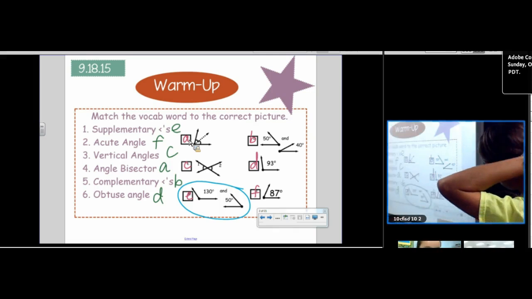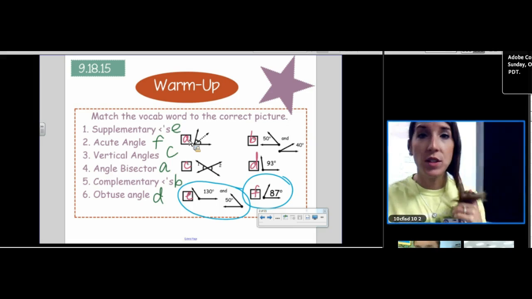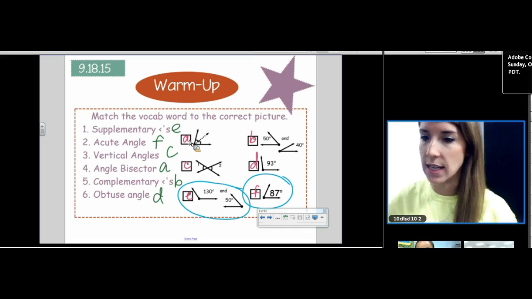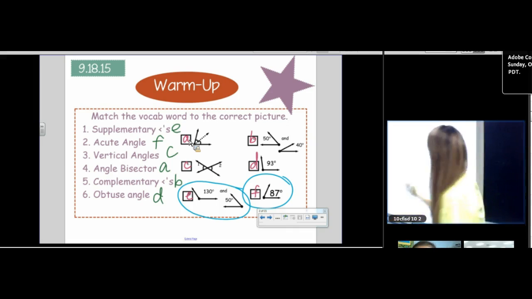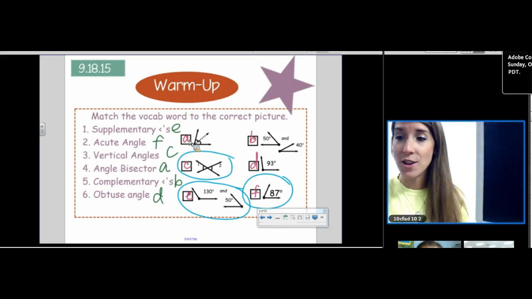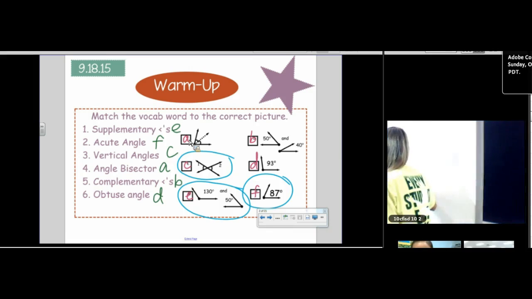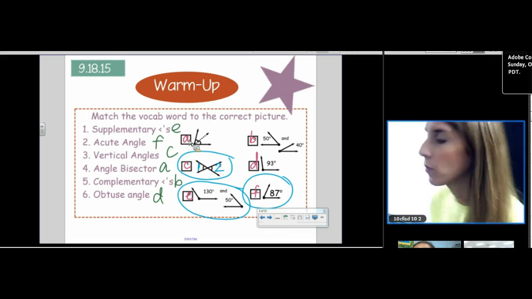Number 2, acute angle. An acute angle is any angle that's greater than 0 and less than 90. So 87 is less than 90. Vertical angles right here. We're going to learn more about those next week. For now, you can just know what the picture looks like. Angle 1 and angle 2 are vertical angles.